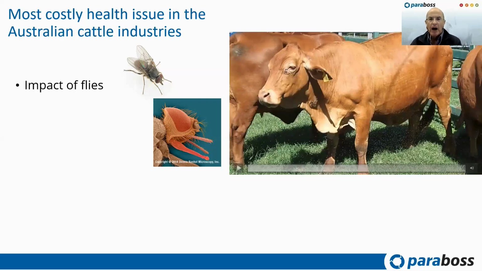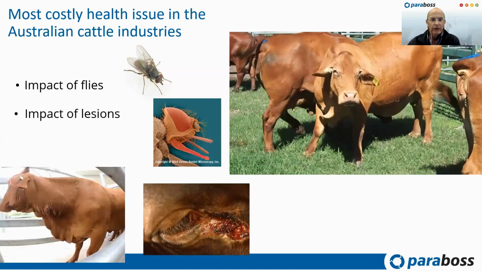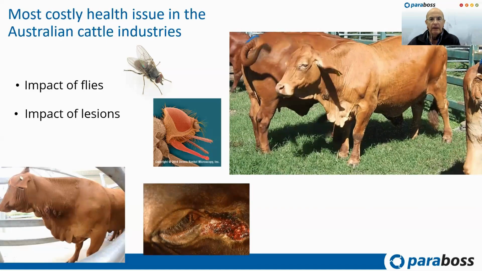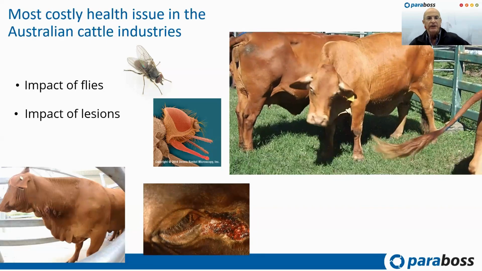But that biting and irritation the flies cause could lead to up to about 15 kilograms reduction in weight over the course of the buffalo fly season, and something like a reduction of half a litre of milk per day in dairy cattle. Now, the other major impact is of the lesions.